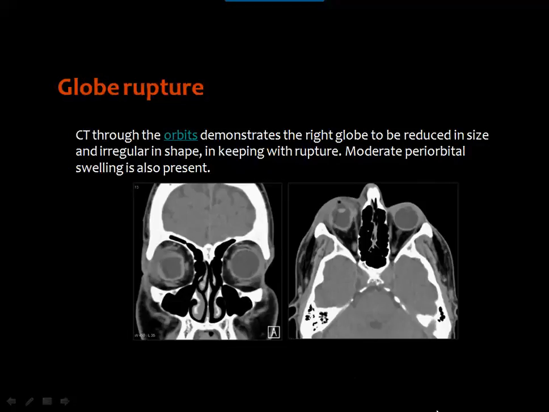And this is also a case of ruptured globe on the right side. You get collapse of the right globe and irregularity of the ocular wall, and there is some thickening of the posterior sclera, but you cannot see any intraocular air.